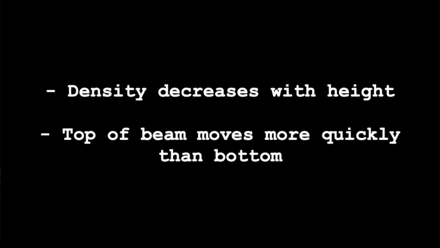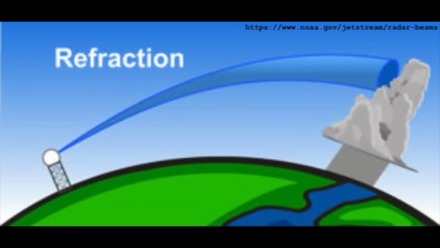Pressure, temperature, and moisture, all factors in atmospheric density, generally decrease sharply with height. As a result, atmospheric density decreases sharply with height as well, allowing the top portion of the radar beam to move more quickly than the bottom portion. This causes the radar beam to refract or bend toward the Earth's surface the farther it extends from the radar.